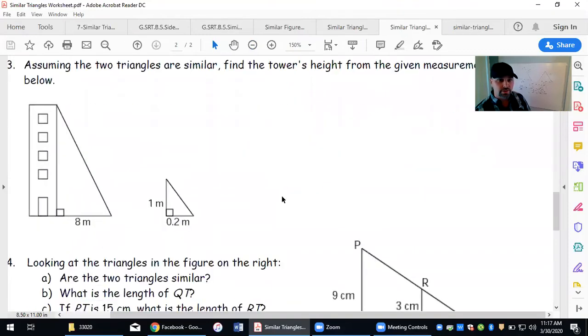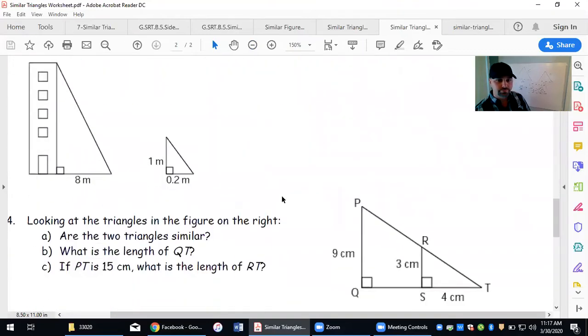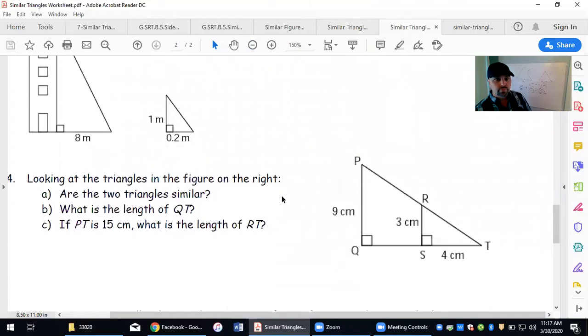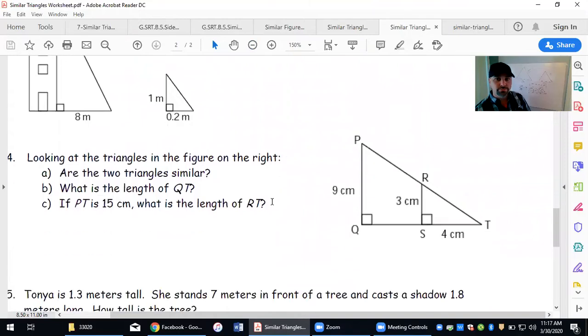Not going to go through all these. Number 4, you look at number 4, you're going to see some problems like this, possibly on the test. And the first question is, are these two triangles similar? So think about that for a second. Pause the video, decide, do you think those triangles are similar? Or why or why not?